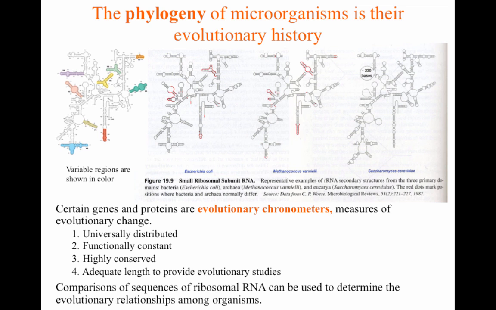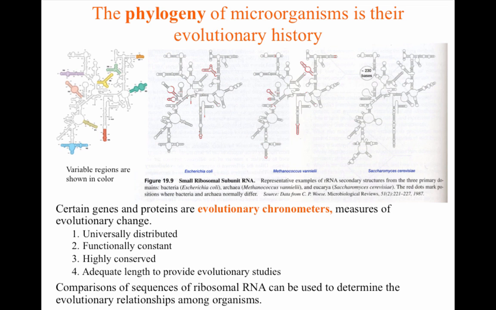And what he basically did at that point was the idea that you can look at what is called a molecular chronometer. A molecular chronometer is basically a molecule that you can understand and study across evolutionary time. That chronometer has to have one particular set of qualities to be a good evolutionary molecular chronometer. It has to be universally distributed, meaning that every organism must have it. It must be functionally constant, meaning that every organism must have the same function for that same molecule.